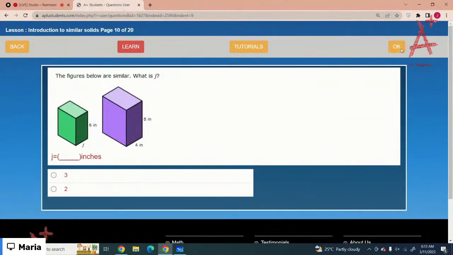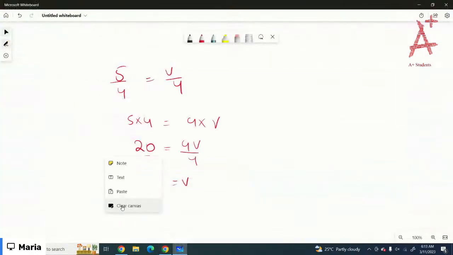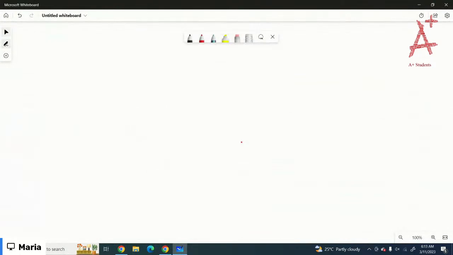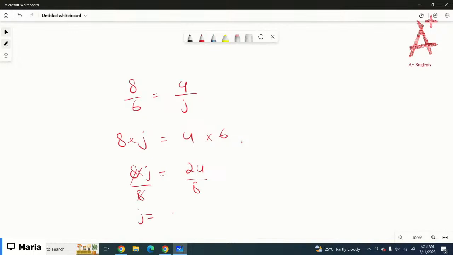Okay, the figures below are similar. What is J? So it is 8 over 6 equals 4 over J. So just do cross multiplication. It is 8 times J equals 4 times 6. 4 times 6 is 24. Divide both sides by 8. So J equals 8 times 3 is 24. So the correct option is 3. Got it? So J equals 3 is the correct option.